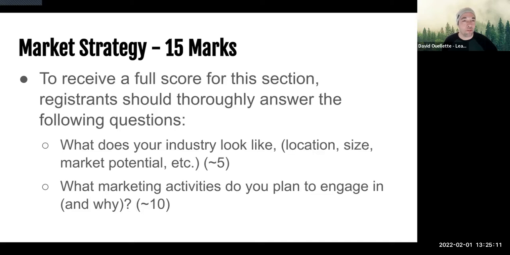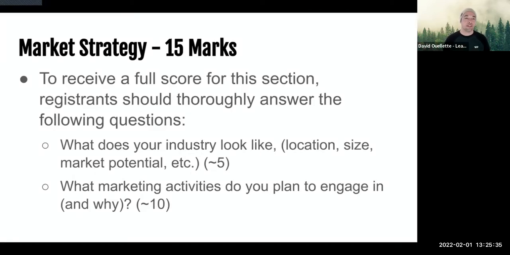So to receive full marks here, and it's 15 marks for this section, you need to tell us what your industry looks like. So location, size, market potential, and also what marketing activities you plan to engage in and why. Okay, so what are you doing for promotion? Are you attracting people and generating leads? And why did you choose those things?